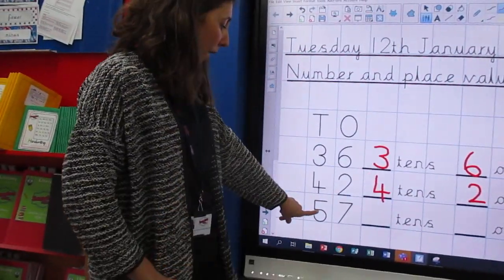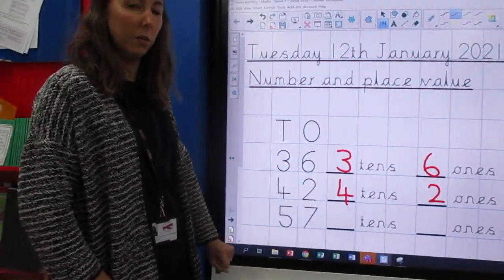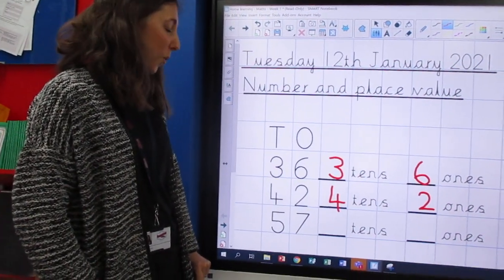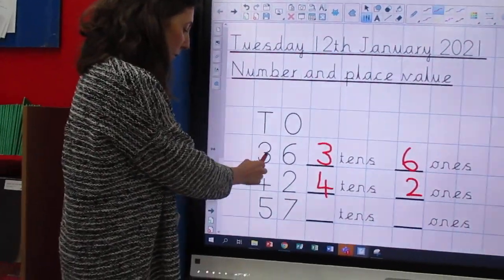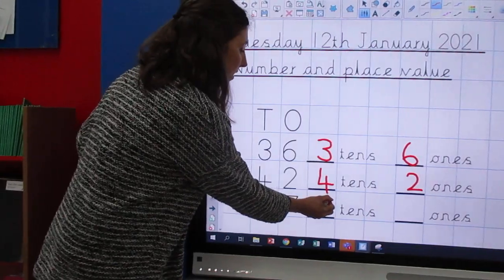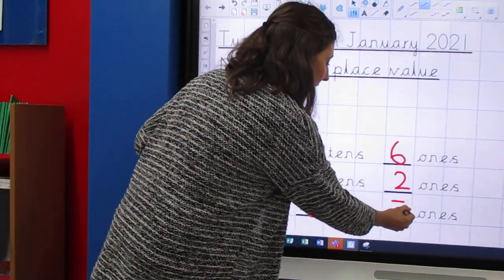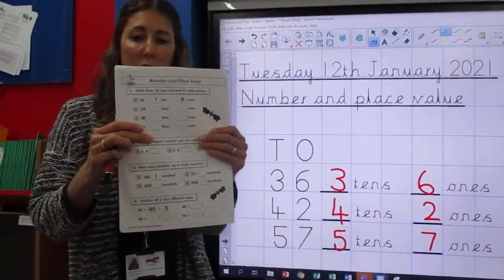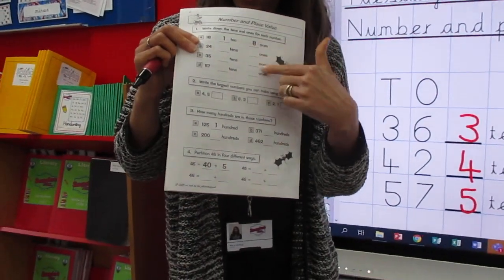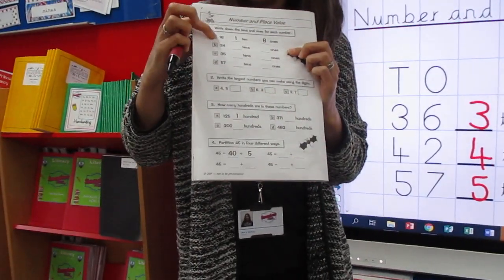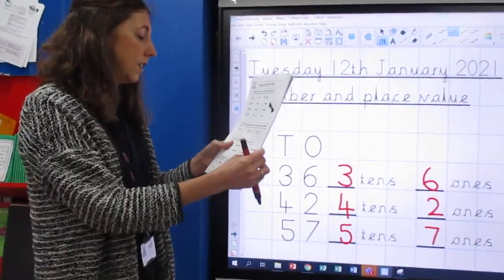My last number, have a look at my last number there. Tell your grown-up at home what number my last one is. What number do we have? We've got 57. So 57, I'm looking at the first number, which is the tens. So 57 has got 5 tens and it's got 7 ones. So your question number 1, you've just got to write down the tens and the ones in those 4 two-digit numbers. I'm sure you'll find that really, really simple.